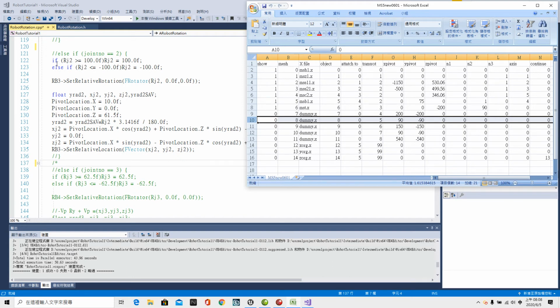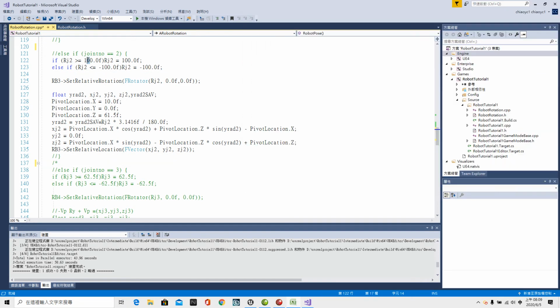So the program is written: if bracket rj2 greater or equal to 90.0f bracket rj2 equal to 90.0f semicolon, else if bracket rj2 lower or equal to minus 90.0f bracket rj2 equal to minus 90.0f semicolon.